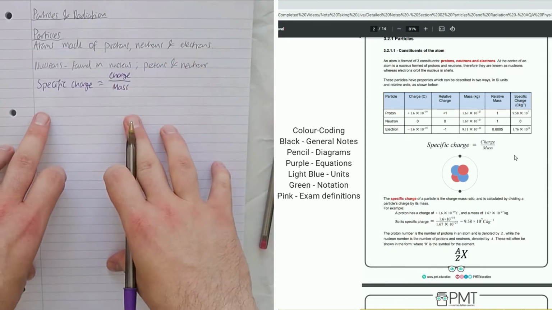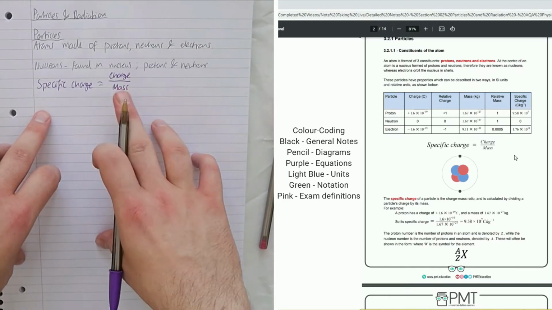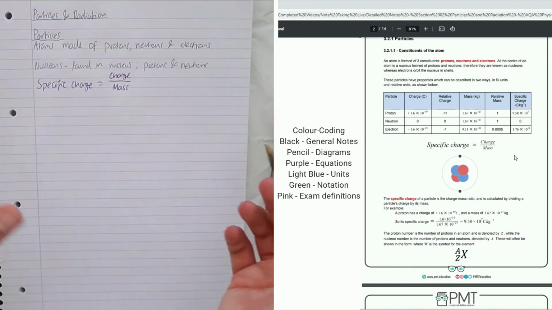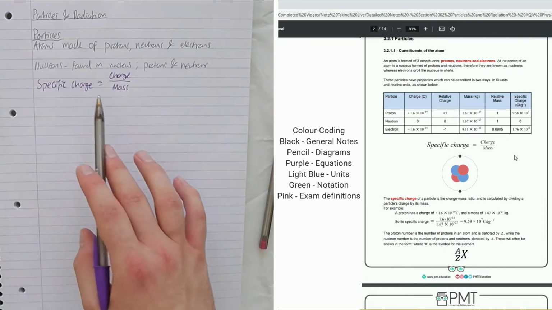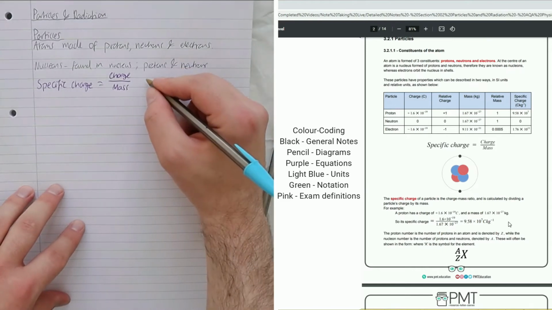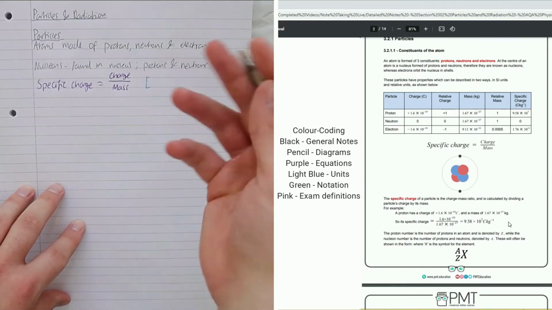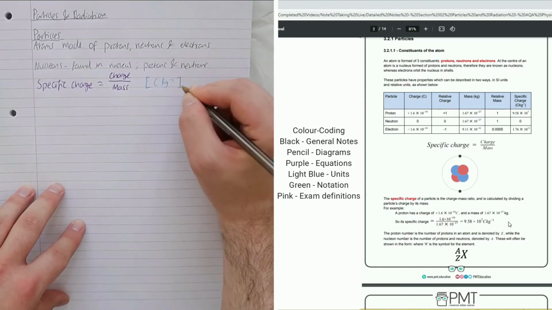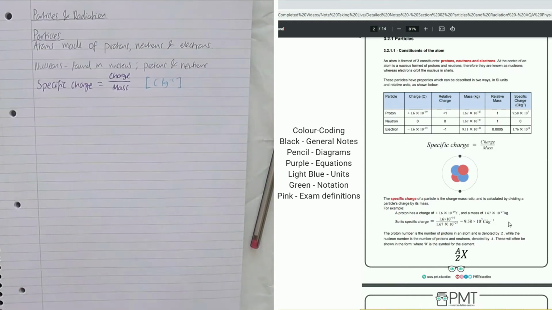And the reason why we're using a different colour is that this stands out. So if I'm looking at my particles and radiation notes, chances are I'm actually going to be looking for an equation. So I can quickly see exactly where the equation is. And the next part that we have are the units. So it tells you the units slightly further down. So here it says coulombs per kilogram. So I'm just going to write here, for units in maths and physics and science and things, I actually put the units in square brackets just to make it super clear. So that is exactly what I'll do, and the rest of this is kind of obvious.